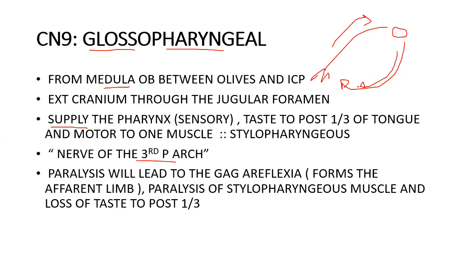Then the efferent is formed by the vagus nerve, which we'll talk about, cranial nerve number 10. So we'll lose that reflex. So you cut one part of the limb, then you fail to have that gag reflex. So paralysis as well of the stylopharyngeus muscle and loss of taste from the posterior third of the tongue, right? So when you want to test the integrity of the glossopharyngeal nerve, you do 2 tests. Test number 1, you do the gag reflex test. Test number 2, you then also put salt on the posterior third of the tongue, right, to just confirm.